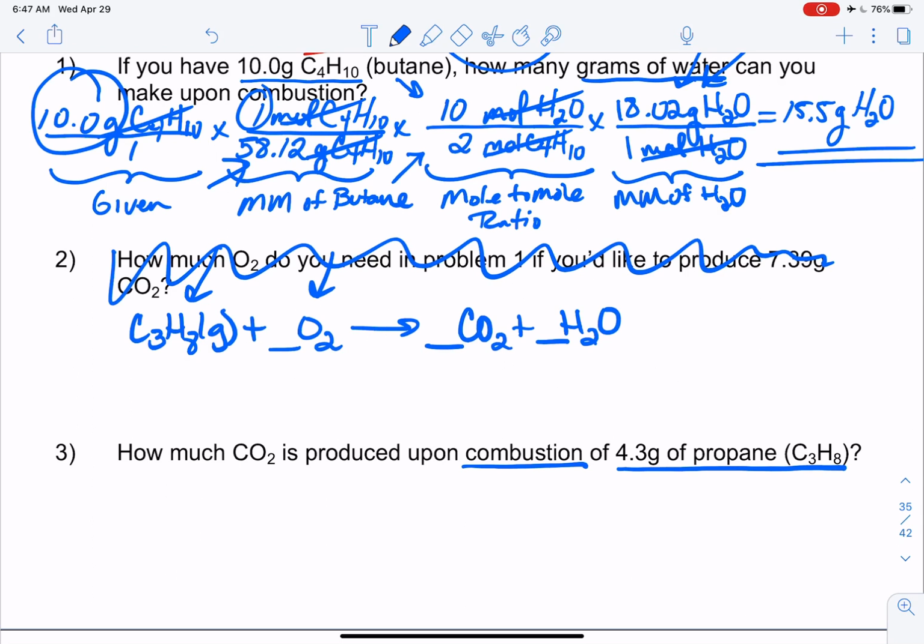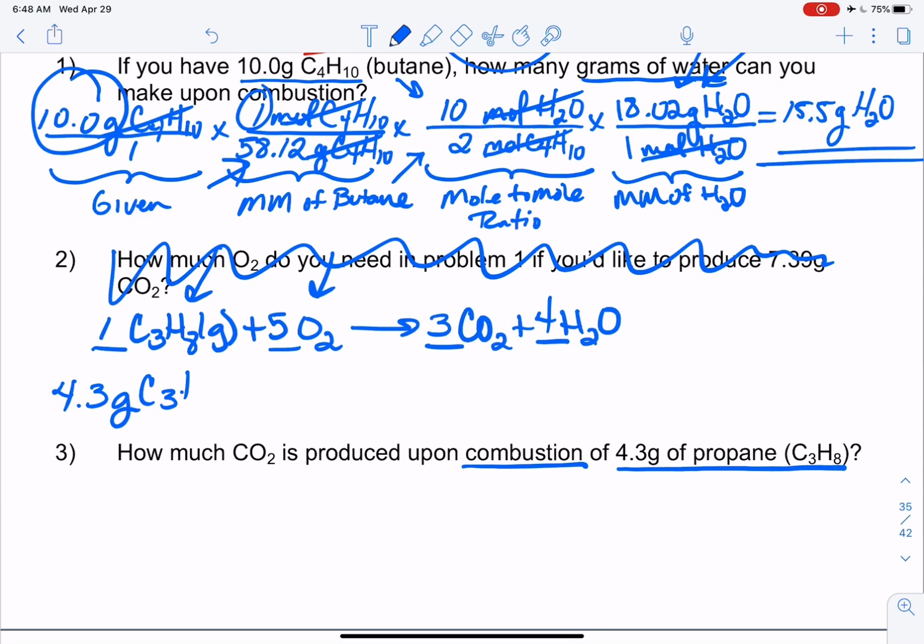And then we need to balance this equation here. And we've done this before, and we found that for every 1 propane, you're going to need 5 O2 molecules. You're going to produce 3 CO2s and 4 waters. And if you need to balance that yourself, to believe me, go right ahead. Okay, so we've got the balanced equation for combustion of propane. Now we need to go ahead and do the math on this.